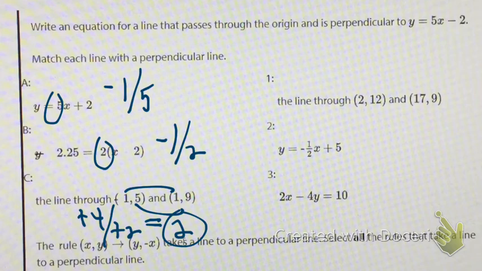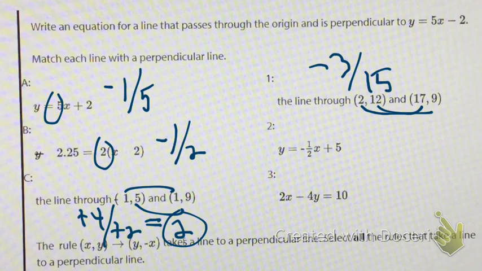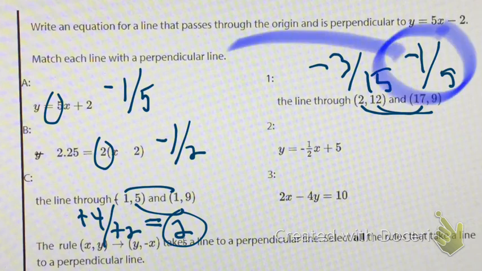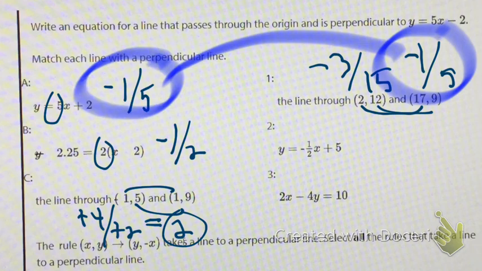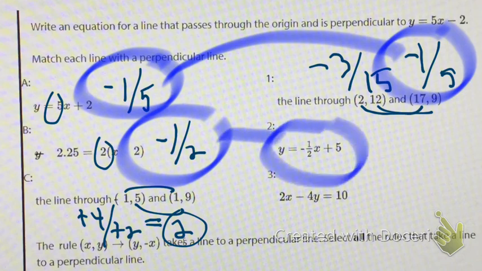So I'm coming across to the other side. I'm going to check the slope over here on 1. 12 to 9 is negative 3. That's my change in y. Change in x, 2 to 17 is 15. So that's going to be negative 1/5. And that's what I'm trying to match up with, that slope to this perpendicular slope I'm looking for. And over here I see the negative 1/2, and I can match that one up as well. That's what I'm looking for. So that's the idea, matching up those negative reciprocal slopes.